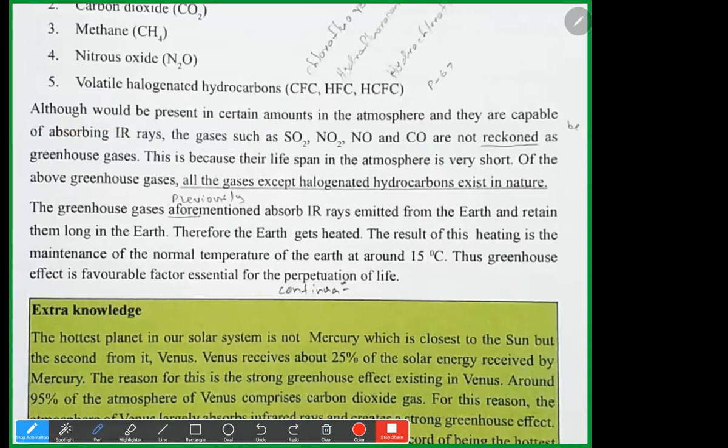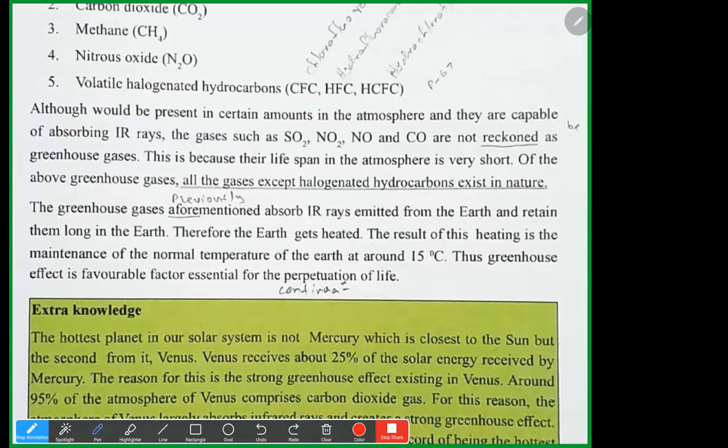Of the above greenhouse gases, all the gases except halogenated hydrocarbons exist in nature, because these are man-made. The greenhouse gases absorb IR rays emitted from Earth and retain them long in the Earth. Therefore, the Earth gets heated.